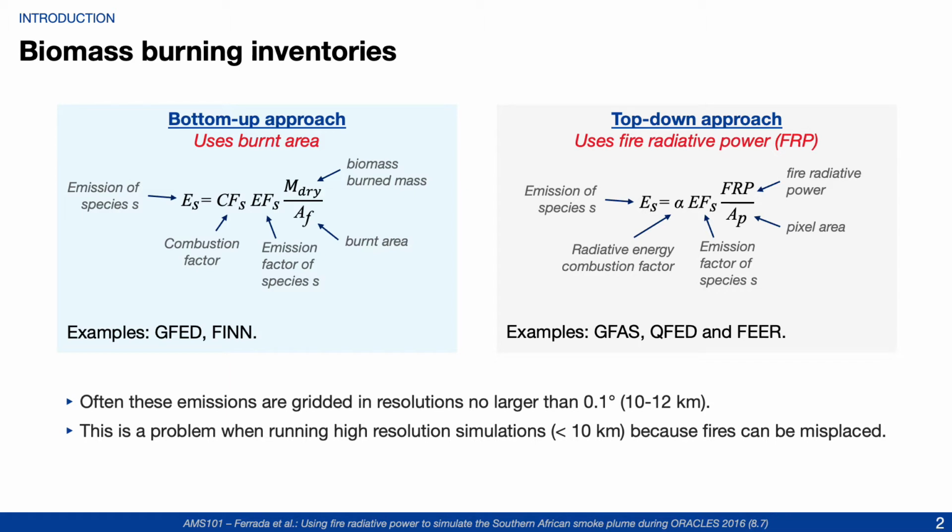radiative power method. The problem with these inventories, with the exception of FINN, is that they provide gridded emissions that go up to roughly 10-kilometer resolution, which is fine for coarse model simulations. But this is a problem when running high-resolution simulations, since the fires can be misplaced. Also, they offer a limited amount of species, such as hydrocarbons, which play an important role in the formation of secondary organic aerosols and ozone.